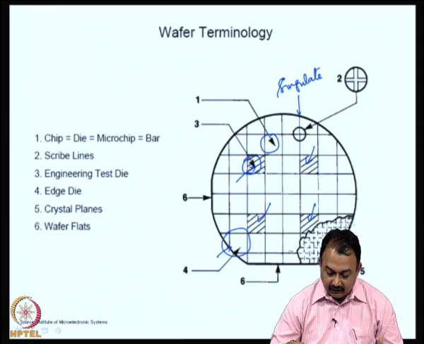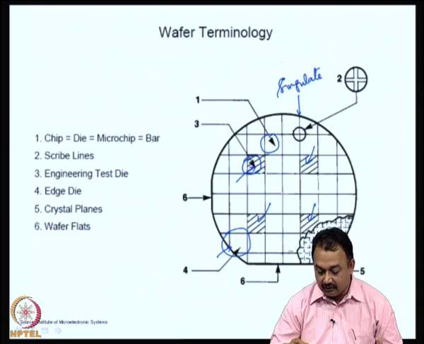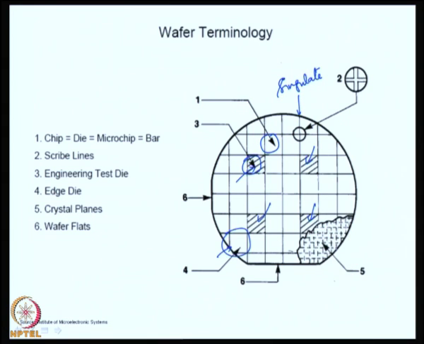Then come the crystal planes. So, you can see here this is a cross section showing you the arrangement of the silicon crystals in this particular wafer. And that is one of the reasons why the scribe lines are drawn along the crystal lattices, so that there is no breakage of the crystals leading to a crack in the entire wafer. And this is known as the wafer flat, okay, and this is also a wafer flat.